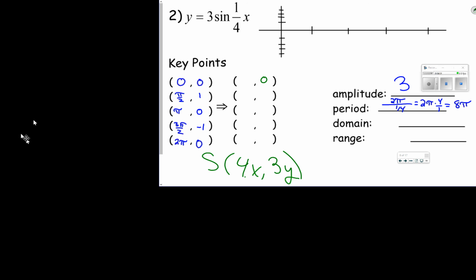I like to do my y's first because they're easy. And now I'll do my x's. Everything's getting 4 times as large. So 0, 4 pi over 2 is 2 pi. Then 4 pi. This would end up being 12 pi over 2, or 6 pi. And then 8 pi.